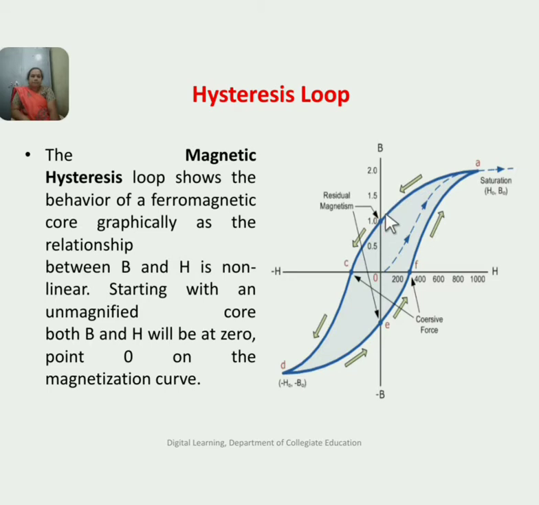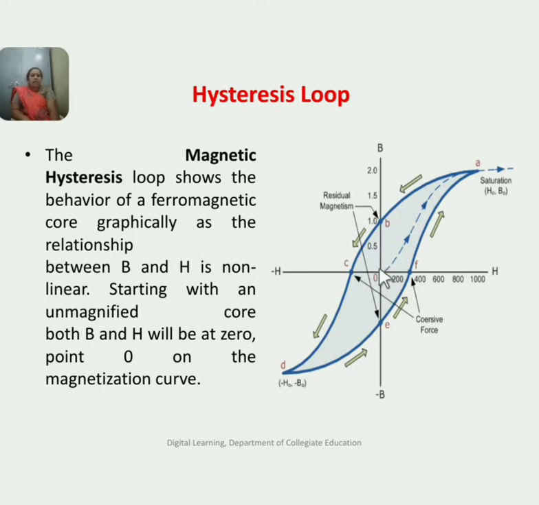This figure shows the behavior of a ferromagnetic core graphically as the relationship between B and H, where the graphical representation is non-linear, that is a curve. Starting with an unmagnetized core, both B and H will be at 0. This is represented by the point O.